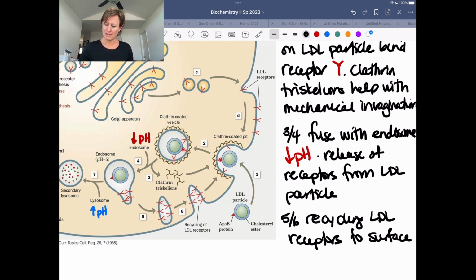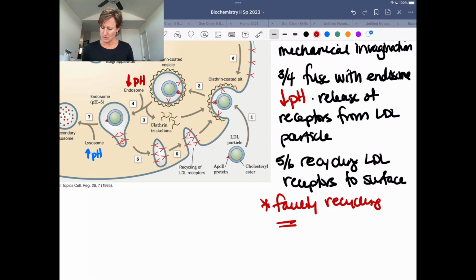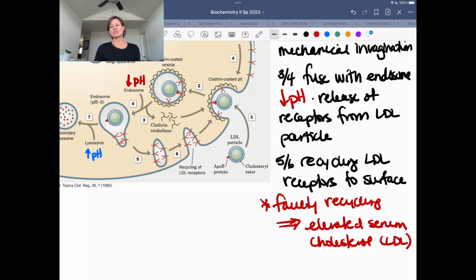to the surface. And I want to highlight, and we'll revisit this later, that this is a key place where, if you have faulty recycling of those receptors to the surface, cells aren't going to bring in as much cholesterol as they would want or need. That's also going to leave higher levels of LDL cholesterol in the bloodstream, and so that can increase your serum concentration of LDL cholesterol. So faulty recycling can lead to elevated serum cholesterol, specifically LDL cholesterol, right? And that is a key place where people who have a genetic predisposition may have that faulty recycling.